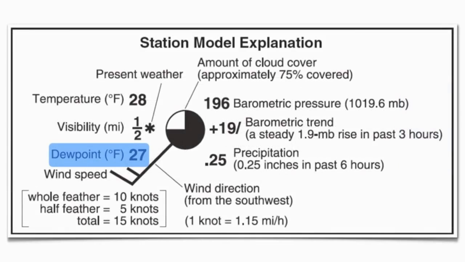Below your visibility and present weather is going to be your dew point. Again, that's going to be a degree Fahrenheit value. And you notice that your air temperature and dew point are very close together in this example. It means you're going to get some precipitation soon in the form of snow. Next up is going to be your wind speed.